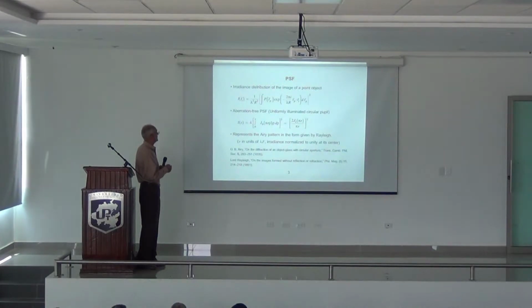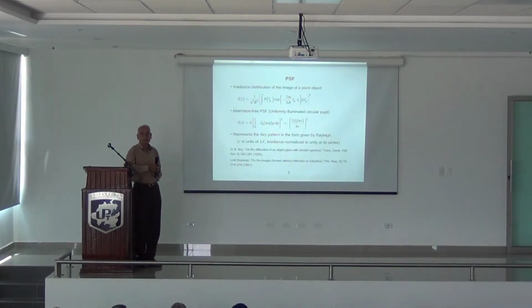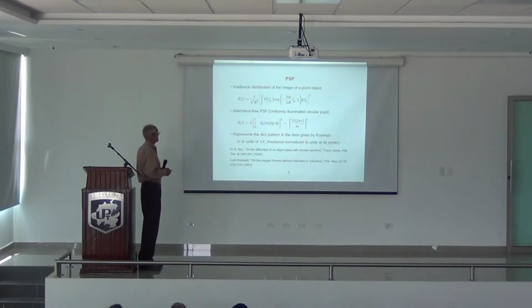The result of this integral was given by Airy in 1835. He was a royal astronomer, he worked in London, and 1835 was long ago. We still call it the Airy pattern. And this form of the Airy pattern, in terms of the first order Bessel function of the first kind, was given by Rayleigh in 1881. It took a long time between 35 and 81 to get to this form.